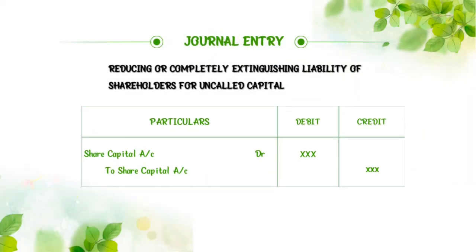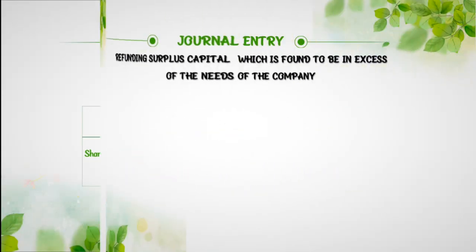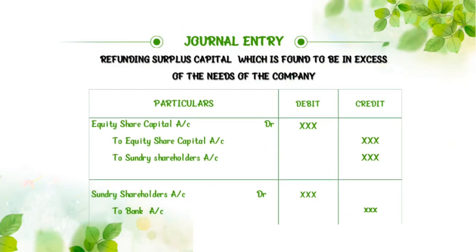Journal entries for capital reduction: reducing or completely extinguishing the liability of shareholders for uncalled capital. First one, share capital account debit to share capital account. Next one, refunding surplus capital which is found to be in excess of the needs of the company. Equity share capital account debit to sundry shareholders account. Sundry shareholders account debit to bank account.